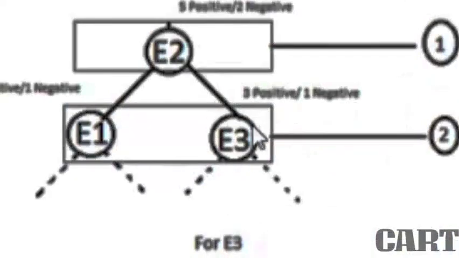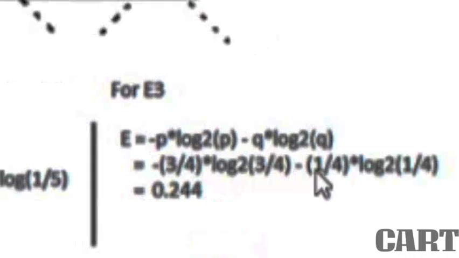Similarly, E3 can also be calculated. We have 3 positives and 1 negative, so basically the whole is 4. So minus 3 by 4 log 2 of 3 by 4, minus q, that is 1 minus 3 by 4, that is 1 by 4. So 1 by 4 into log 2 of 1 by 4. Okay, so ultimately you will be getting the entropy value calculation over there.